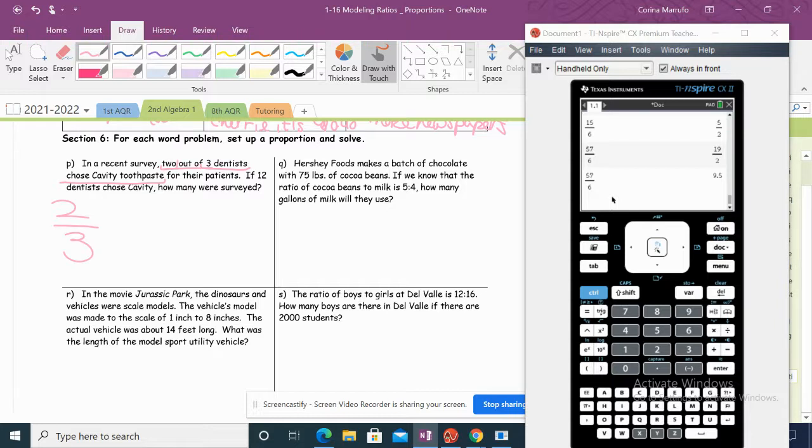And then it says for their patients. Now it says if 12 dentists chose cavity, so that means these are the ones that chose cavity, and this is a total. Okay, total. So then here it says if 12 dentists chose cavity, that means that 12 chose cavity. It says how many did they survey? So how many total were there? Should have kept the colors the same. Sorry guys. So we're looking for the total here.